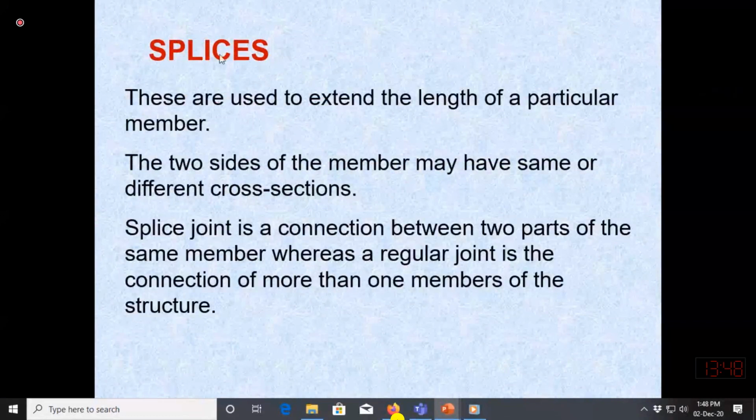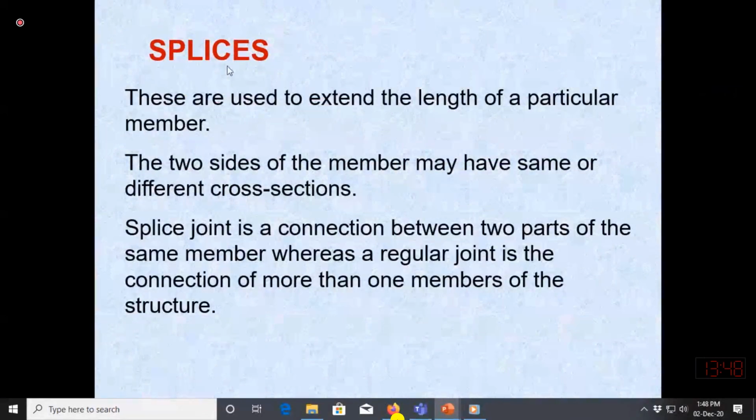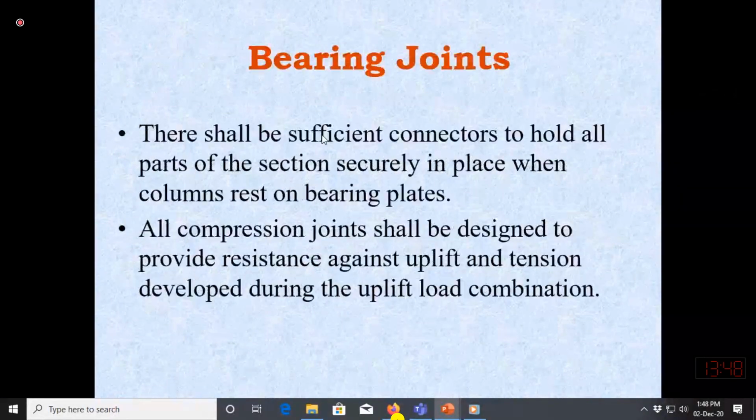So actually when we are not placing the column end directly on the ground, the bottom part of the column is welded with a plate, and then this plate is connected with some pedestal or maybe some concrete platform. So this base plate is designed for the bearing, as a bearing plate, or this joint is called the bearing joint because this plate is resisting all the load, or it is bearing all the load which is coming from the column.